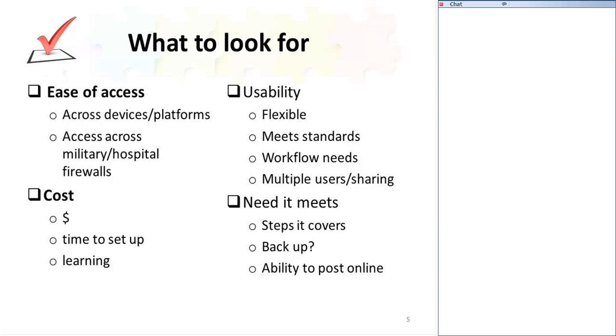And then when we think about cost, I'm going to be talking today about some free ones, but there's also the cost of learning and setting that up. So sometimes free isn't always great. And then there are certain workflow needs that you're going to have, and some of the tools do a great job for a really specific type of systematic review, and then it's not flexible enough to handle others.